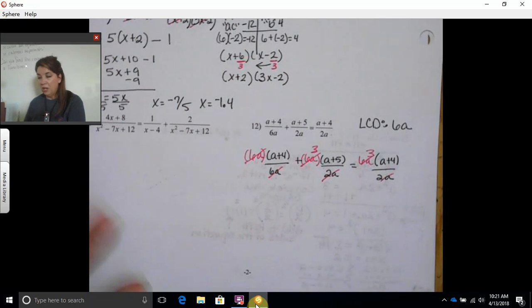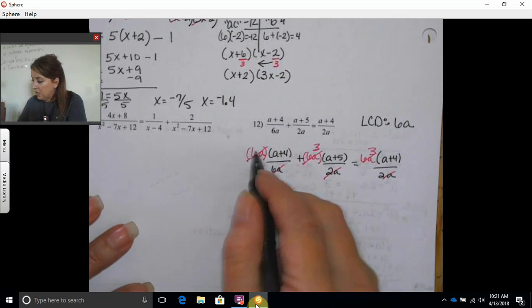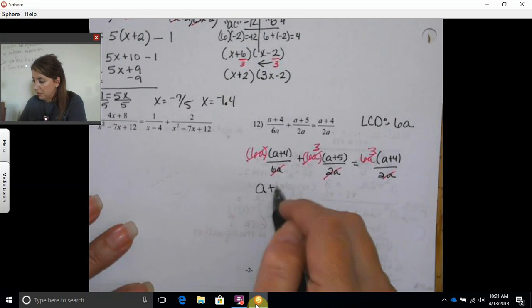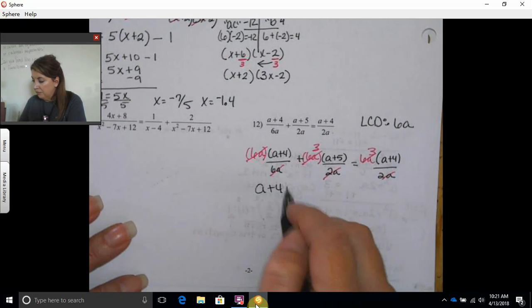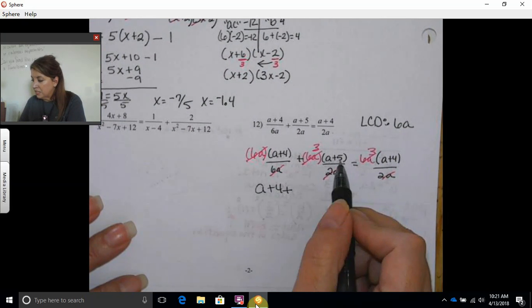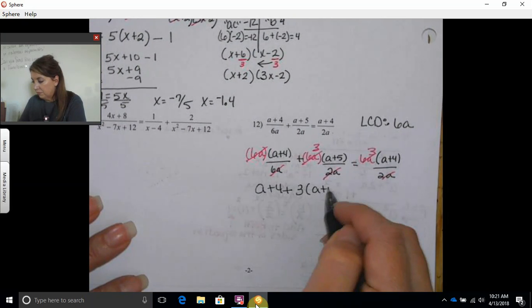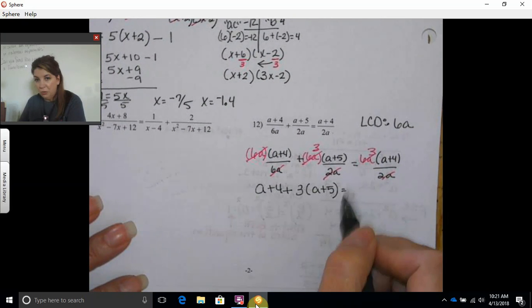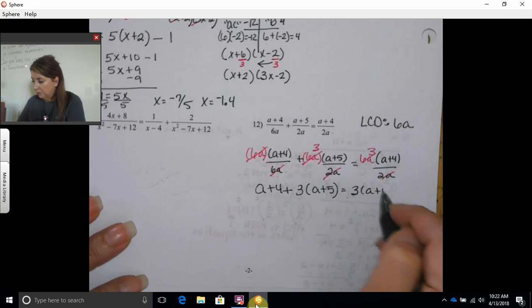So now I'm just going to write whatever I have left. In my first term I have a plus 4. There's nothing to multiply it by, so just a plus 4. Then it says to add. In my second term I have 3 times a plus 5. And then I have an equal sign. And then in my last term I have 3 times a plus 4.